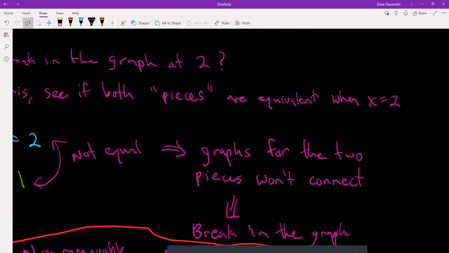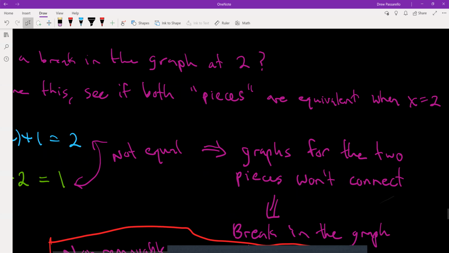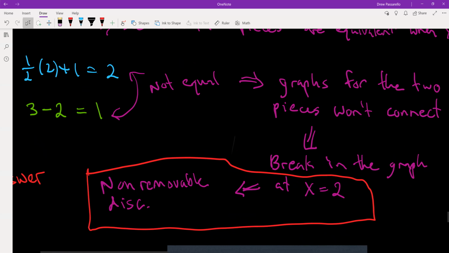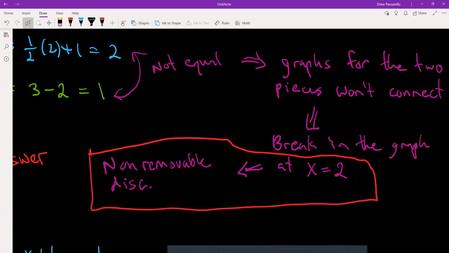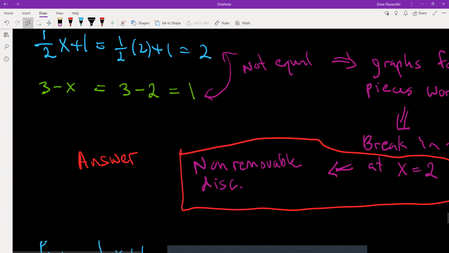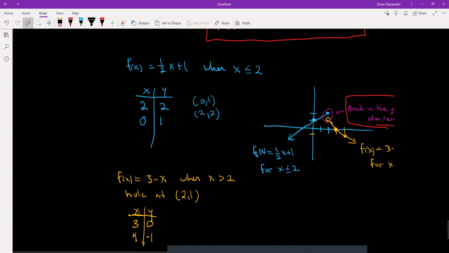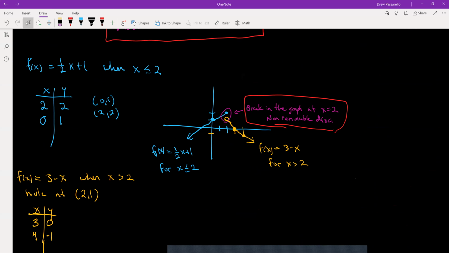And I would have to physically move one of the lines to make it connect to the other one. I can't just enclose the hole and it be connected. So that's a break in the graph. And since it's a break in the graph, that's non-removable discontinuity. All right, that's the quick way to do it, not having to graph it. This is a long way to do it, actually graphing it and handling each piece.